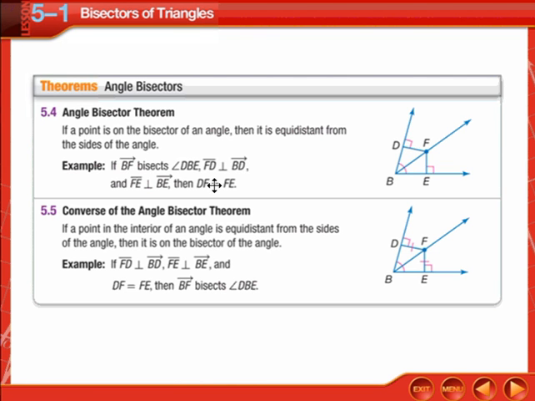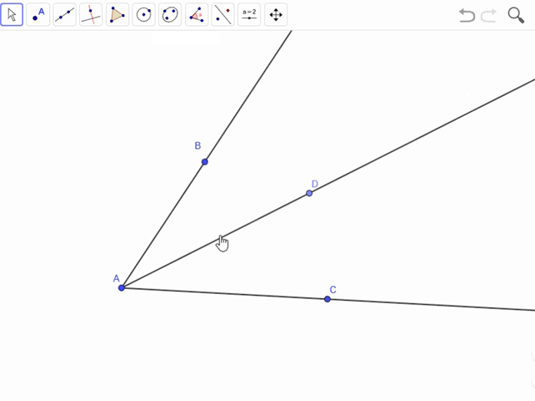Not only can segments be bisected, but angles can also be bisected. And so let's talk a little bit about an angle bisector. Here in this diagram, we've got angle BAC, and then I've got a ray AD that is going right down the middle of that angle. And that is an angle bisector of angle BAC. When an angle is bisected, it is divided into two congruent angles.